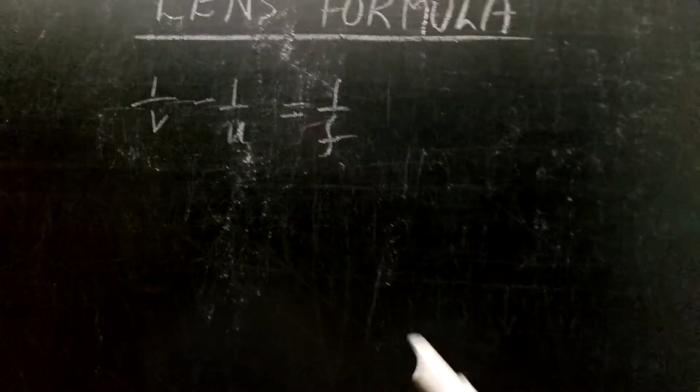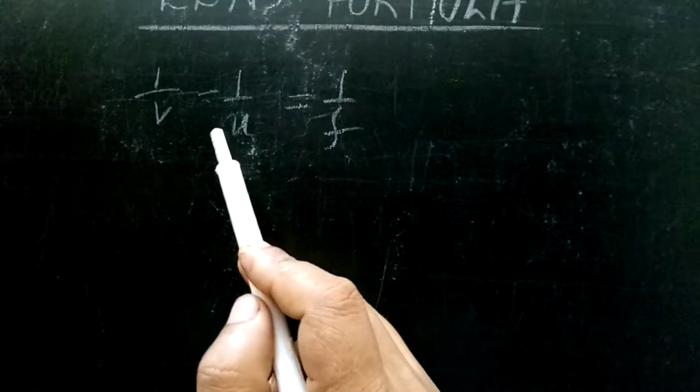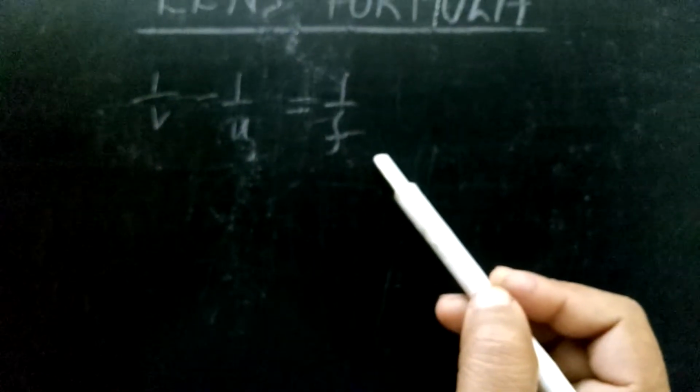Okay, so for a mirror it is 1 by V plus 1 by U, for a lens it is 1 by V minus 1 by U. Is it clear? So be careful while using the formula when you are doing the problems.